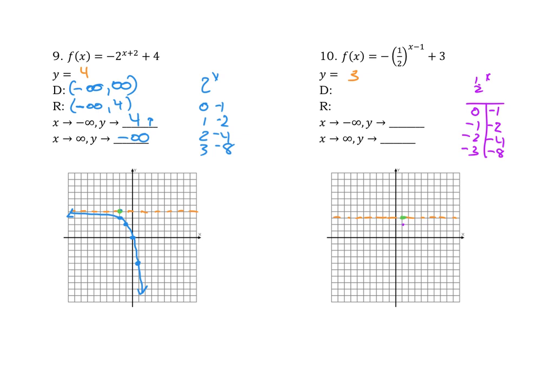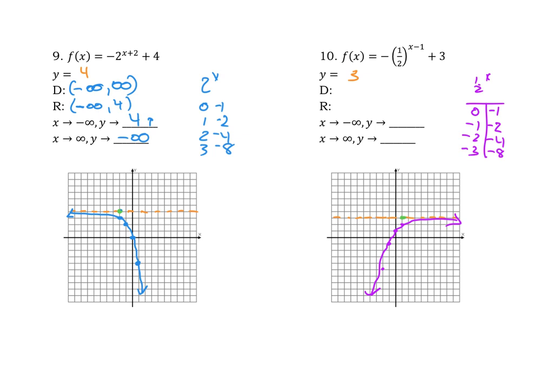I'm going to go 0, 1. See, that doesn't change. Now left 1, down 2. Left 2, down 4. Left 3, down 8. So now this time it's going from this direction.